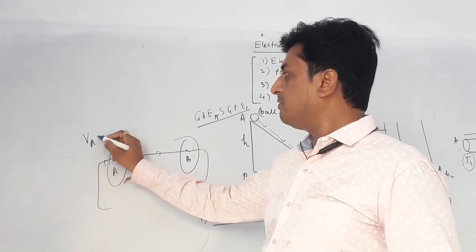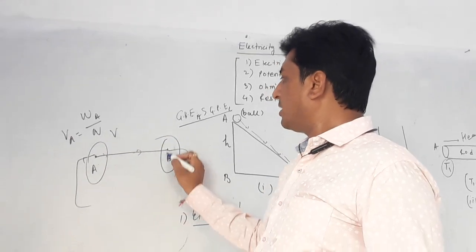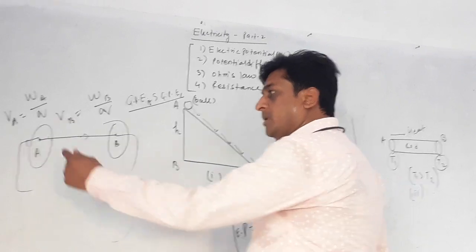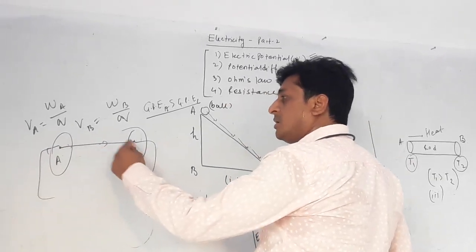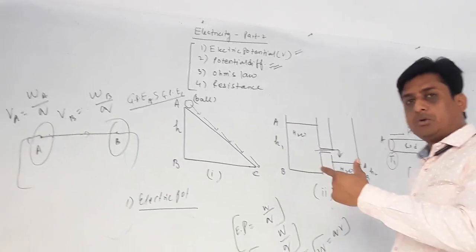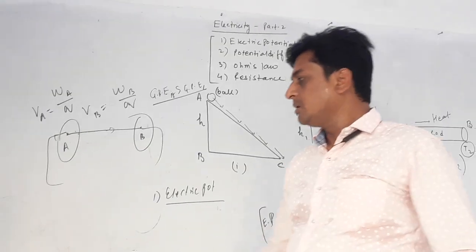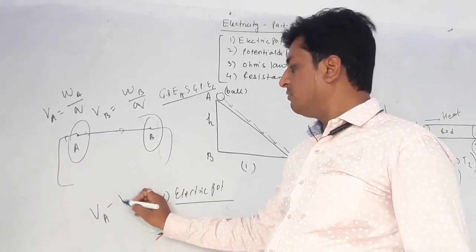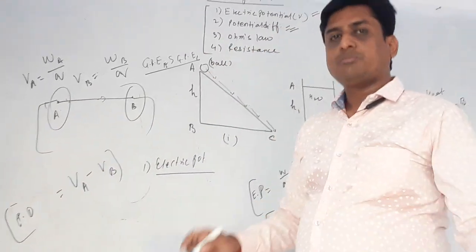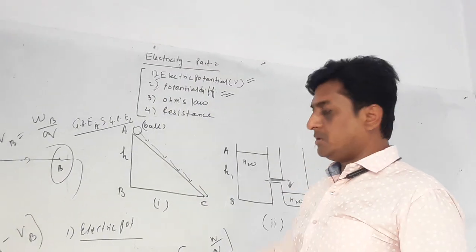If you want to calculate V at A, it is WA upon Q. If you want to calculate VB, it is WB divided by Q. Because current is moving from here to here, that means this potential is more than this potential. In all the three examples I told you, motion takes place only from a higher potential energy level to a lower potential energy level. That means potential difference is now VA minus VB. Difference in potential at two different points in an electric circuit is known as potential difference.